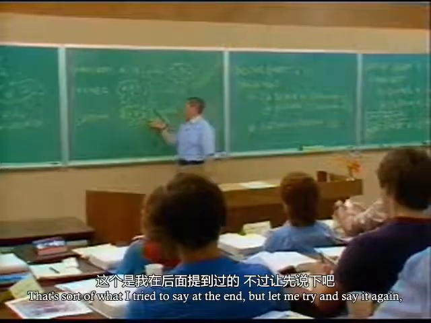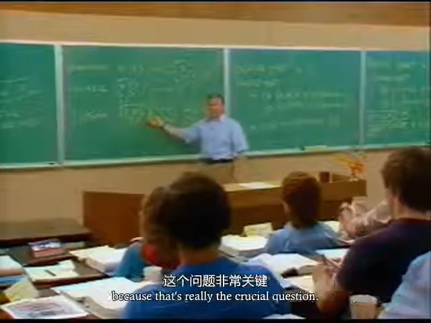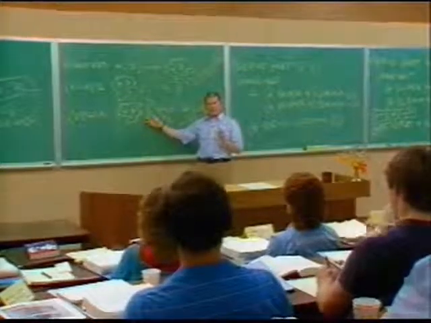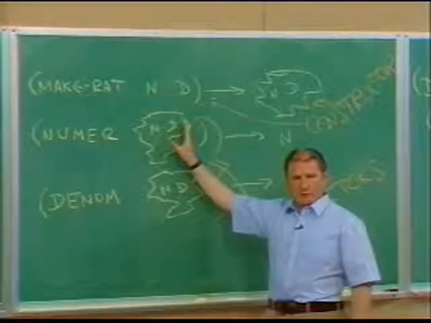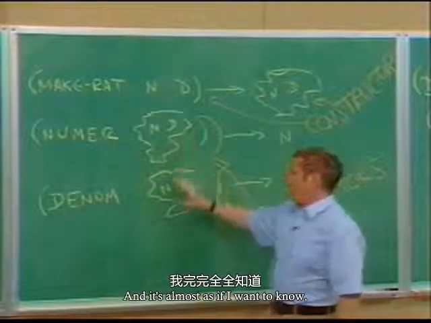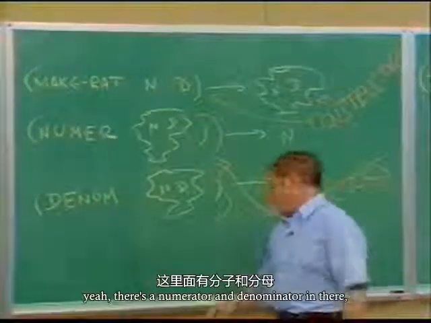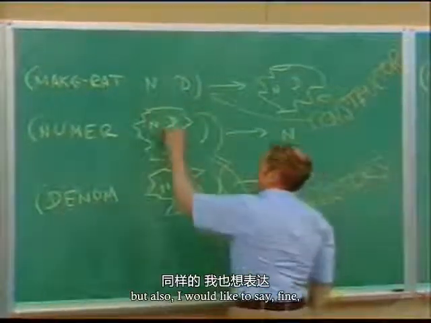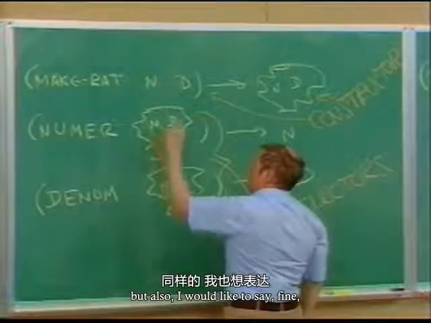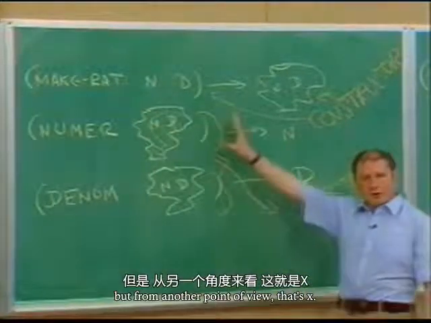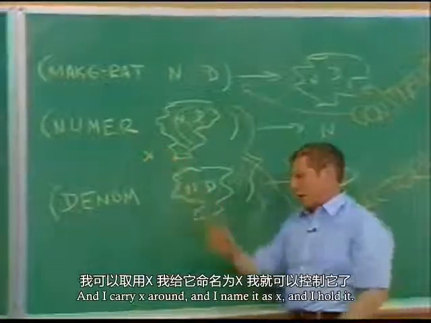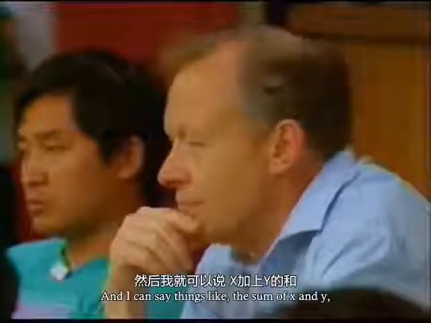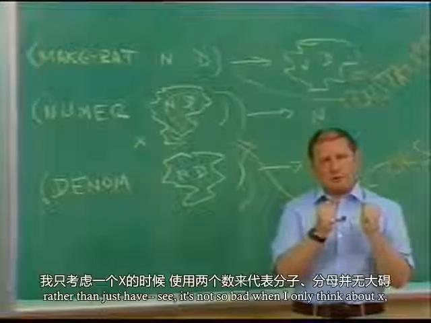That's sort of what I tried to say at the end, but let me try and say it again, because that's really the crucial question. The point is, I want to carry this numerator and denominator around together all the time. Yes, there's a numerator and denominator in there, but from another point of view, that's x. I carry x around, and I name it as x, and I hold it, and I can say things like the sum of x and y.